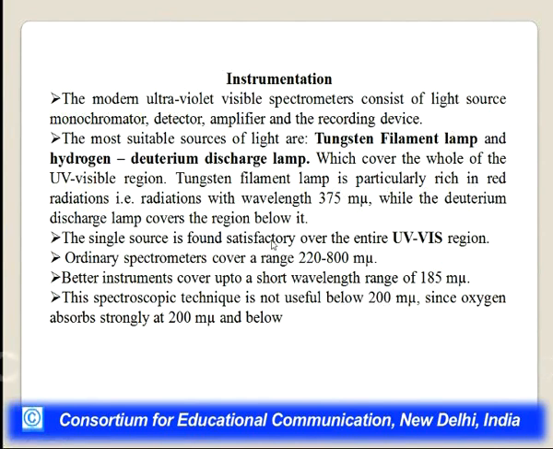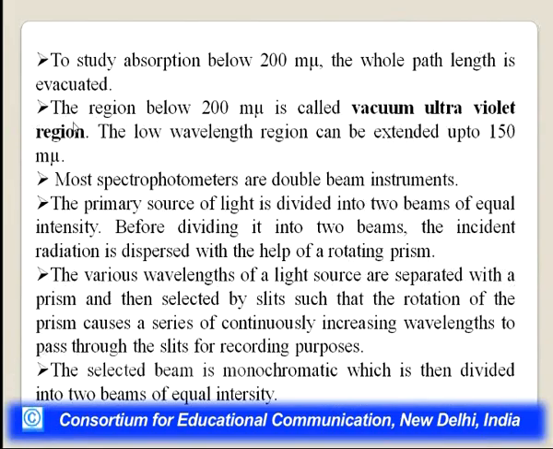A single source is found satisfactory over the entire UV visible region. An ordinary spectrophotometer covers the range 220 to 800 millimicron. Better instruments cover down to a short wavelength of 185 millimicron. This spectroscopic technique is not useful below 200. Why is it so? We have also stated that oxygen itself absorbs below this region. To study below 200 millimicron, the whole pan should be evacuated, that is, free of oxygen. The region below is the vacuum ultraviolet region, and the low wavelength region can be extended up to 150 millimicron.